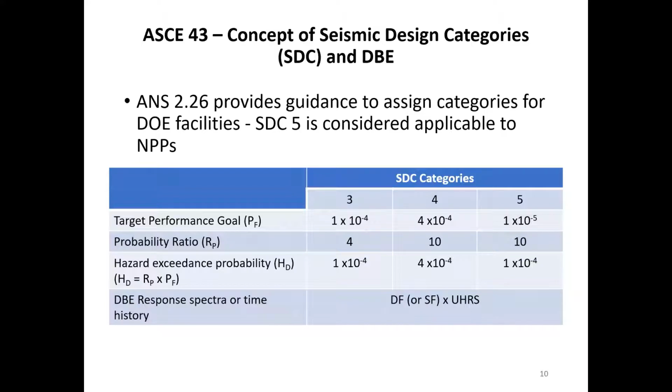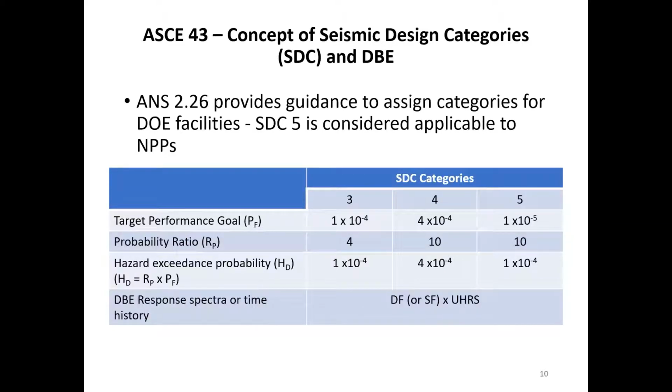In this slide, there are three SDC categories shown, 3, 4, and 5. I mentioned that for nuclear power plants, SDC 5, the target performance goal is 1 × 10⁻⁵. What that means is that if I design individual SSCs in the category SDC 5, the mean annual probability of exceeding design performance is 1 × 10⁻⁵. My design basis earthquake is derived using a return period of 1 × 10⁻⁴, and if I use this design basis earthquake and the design procedure outlined in ASCE 43 and companion standards, I will achieve this target performance goal.